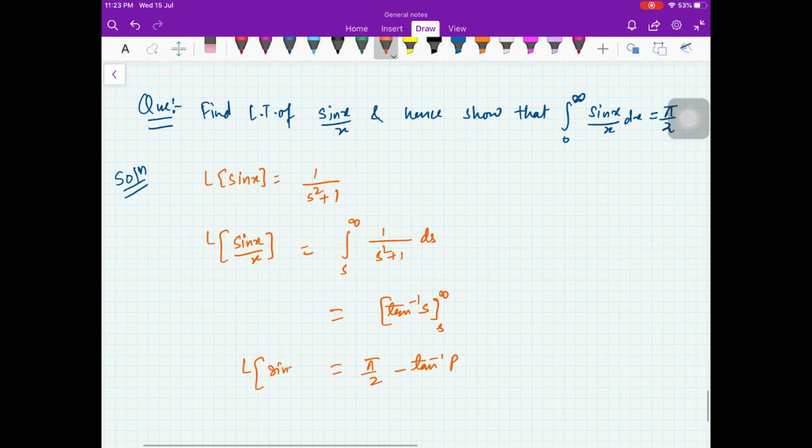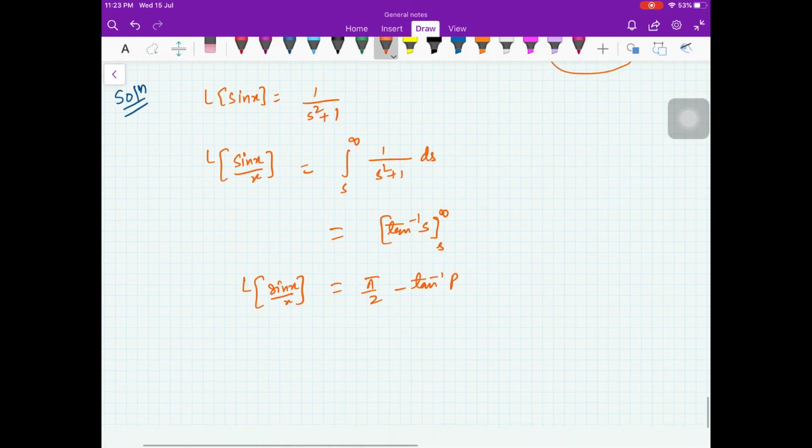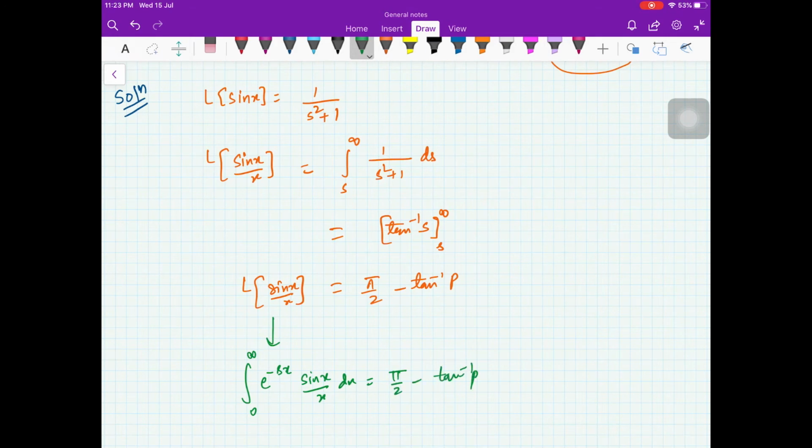This is your answer. Now the next question is, you have to find out the value of this integral. Do you think we can find it out? The answer is yes. You can just write the definition here. This is 0 to infinity e raised to power minus sx sin x upon x dx is equal to pi by 2 minus tan inverse p.